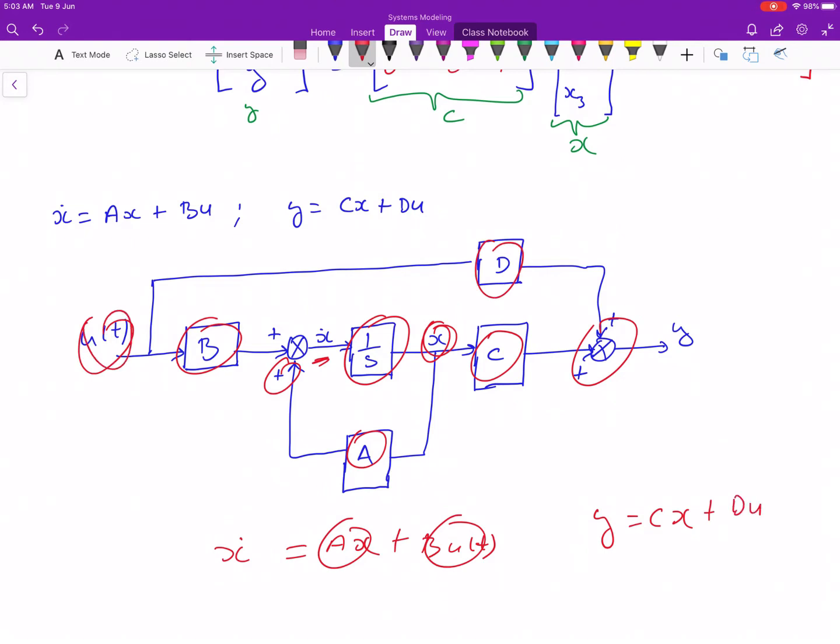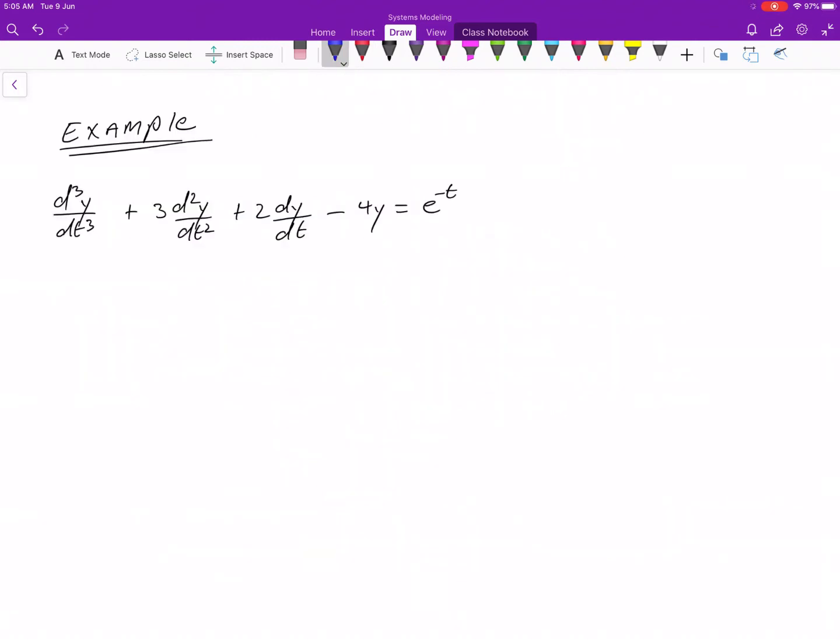Okay, let me look at one more example. Here we have another example, and we want to write this ODE into a state space representation. And again, what we want to do is rewrite this into a different format. If you are comfortable converting this directly, that is fine, but I prefer writing it in a different format.